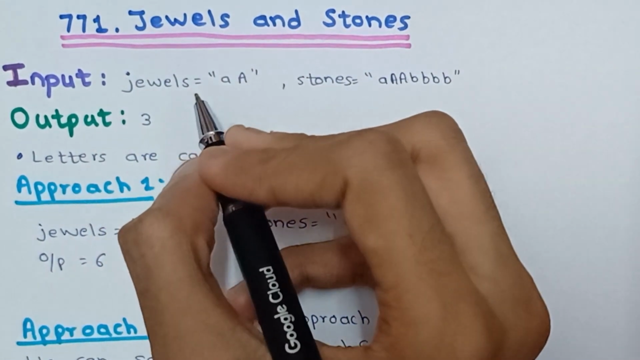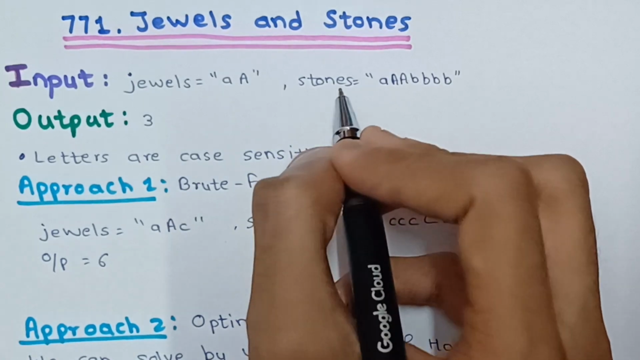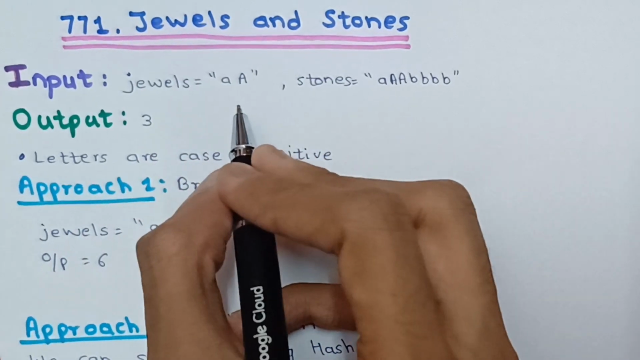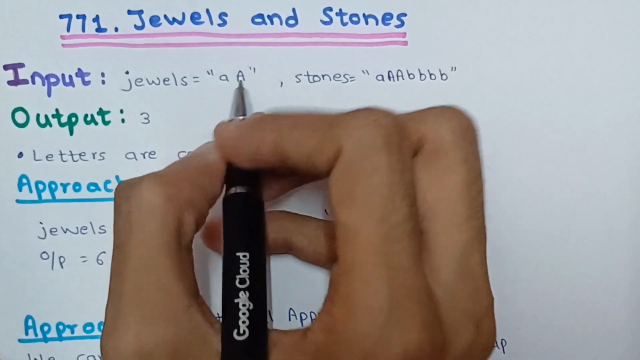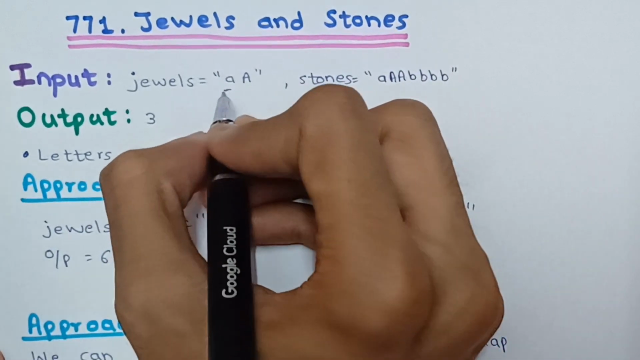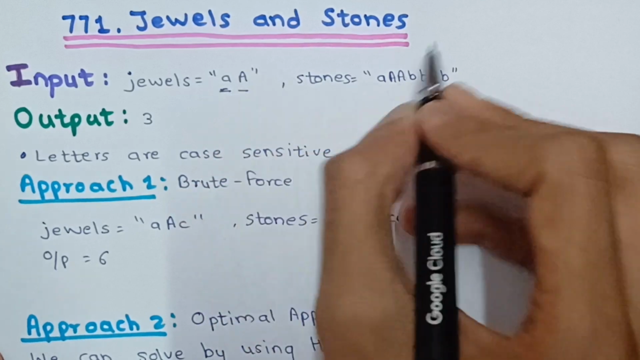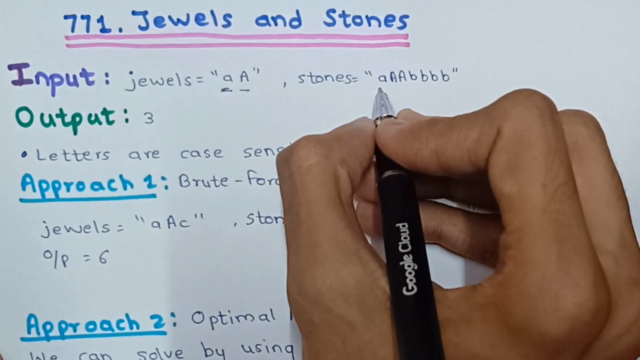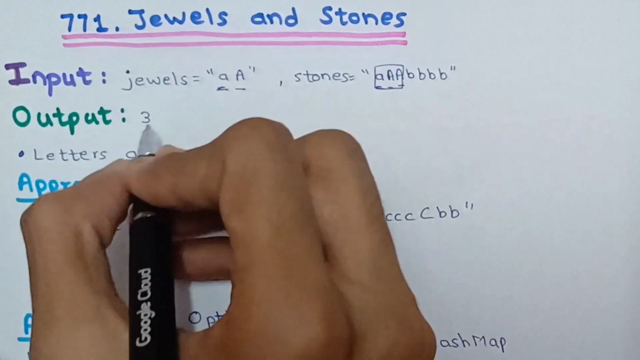In the problem statement we are given two strings, jewels and stones. What we have to do is find the jewels in the stones string. Here the jewels are small a and capital A. We have to find these jewels in the stones string. Here it occurs one time, two times and three times. These three are the jewels from the stone string, so the output is 3.